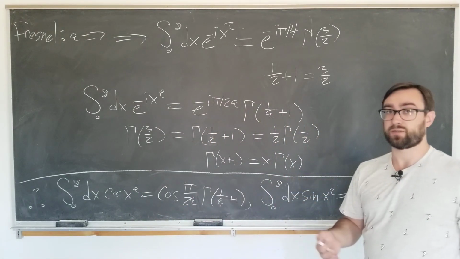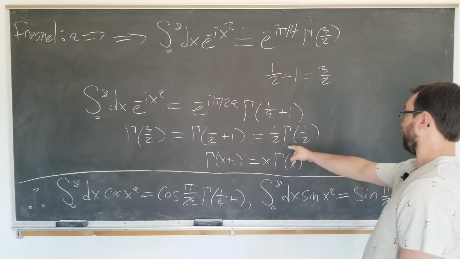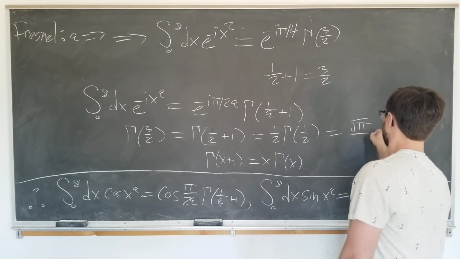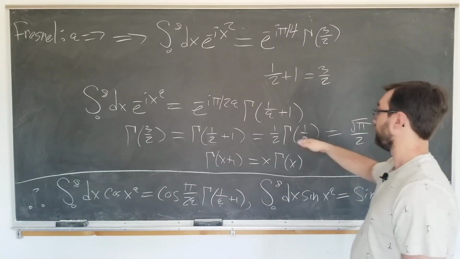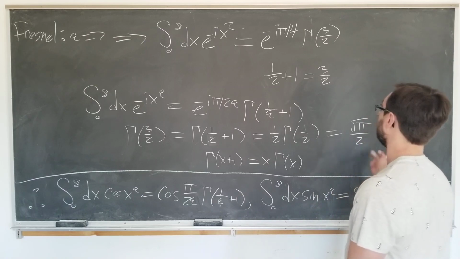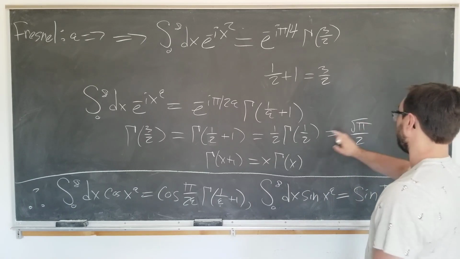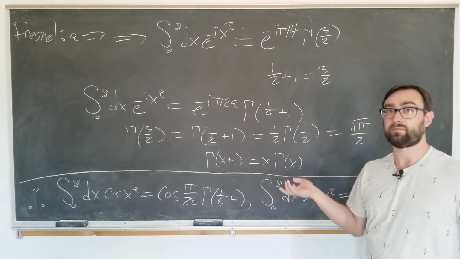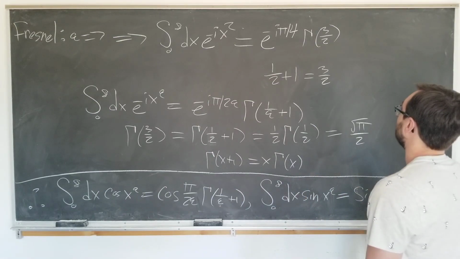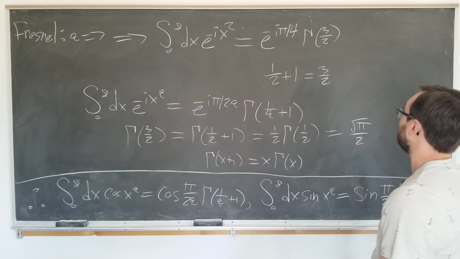Hopefully this is just a brief review of how to do this. We know that gamma of 1/2 is square root of pi, so the value is square root of pi over 2. I just knew this because we use gamma of 3/2 pretty frequently, but if you don't, it's fine. You can always do this, and you have to remember that gamma of 1/2 is square root of pi. I can't help you if you don't know that. All right, so that's the easy evaluation of gamma of 3/2.